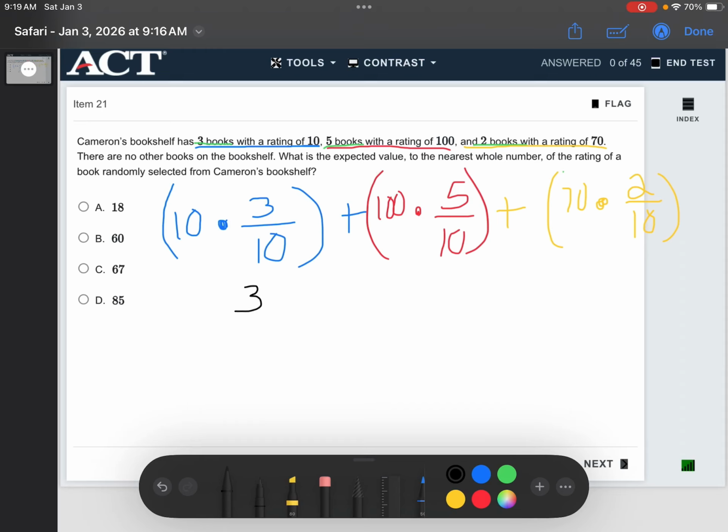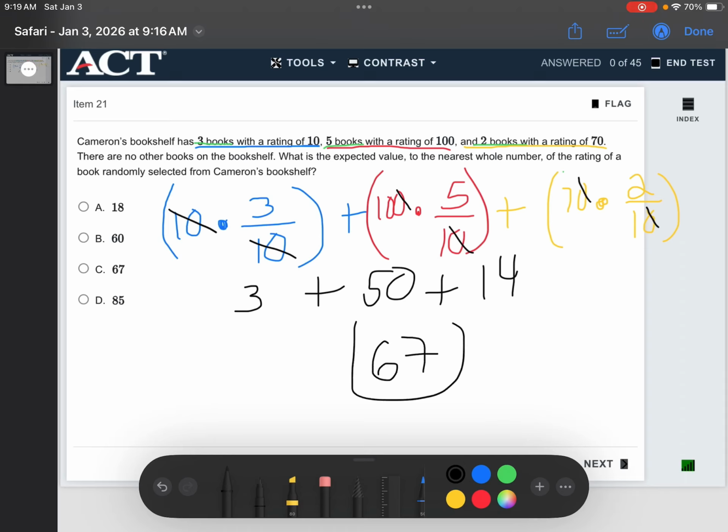3/10 times 10 is going to be 3. 100 times 5 over 10 is going to be 50. And then this 70, 2 over 10 is going to be 14. So then we just add all these values together. Just real quick, what am I doing? Well, I'm reducing that, and 7 times 2 gives me 14. Reducing this, 5 times 10 gives me 50, and then these things cancel. All right, so add these pieces up. We get 53 plus 14 gives us 67.